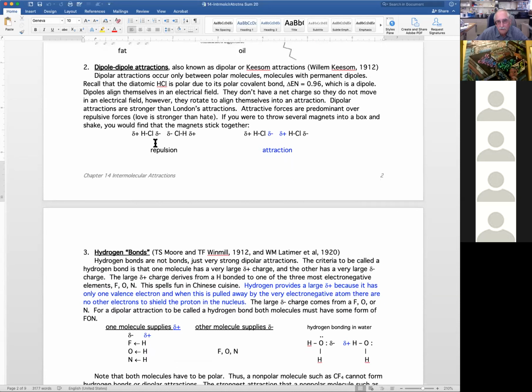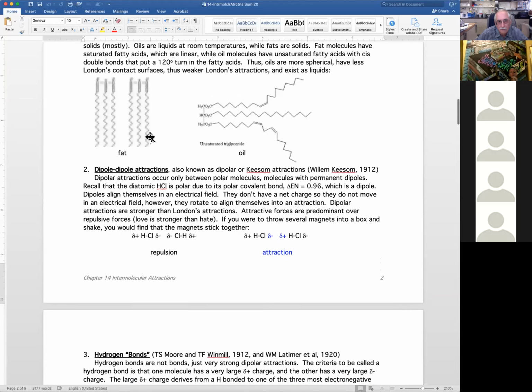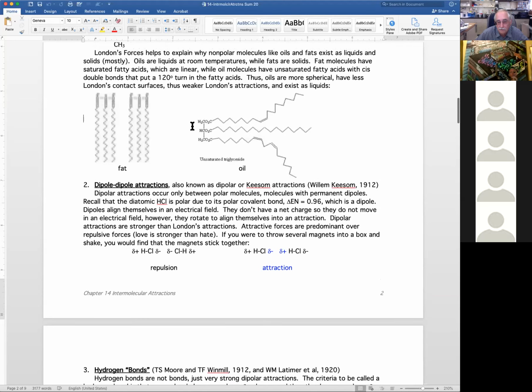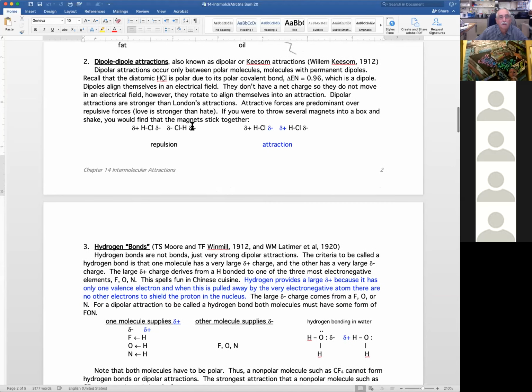So the difference in electronegativity is 0.96. So this is a polar covalent bond. These don't have polar covalent bonds. So here's one possibility. The dipole here is repelling each other. Here's the other possibility. This one is switched around and now there's an attractive force.